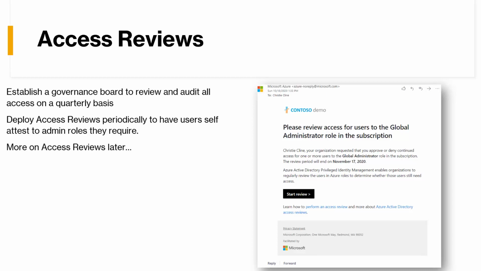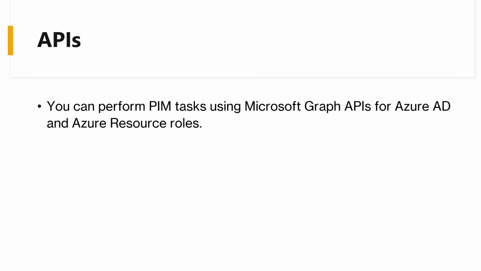And as you do this, establish a governance board to review and audit all the access through PIM on a quarterly basis, making sure that only the individuals that really need access have access. If we have anybody else that's in these groups that don't need access, let's make sure we get them removed. And that requires some kind of a governance board. Again, I'll do a video on access reviews and dive deeper into that later on, probably in about 5 or 6 videos from now, once we get through with PIM.